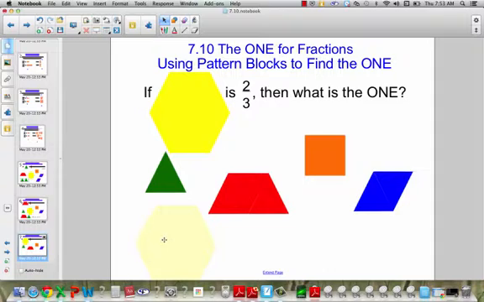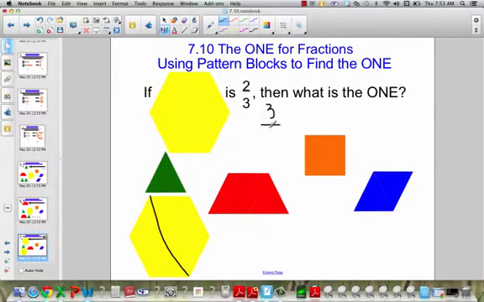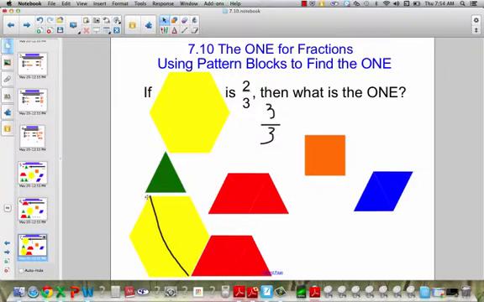If this is 2/3, how could I break this shape up into 2 parts? So I would have 2 trapezoids. So if I have 2, I need 3 to make it 3/3, or the 1. So I would need 1 more trapezoid. This would be my whole.